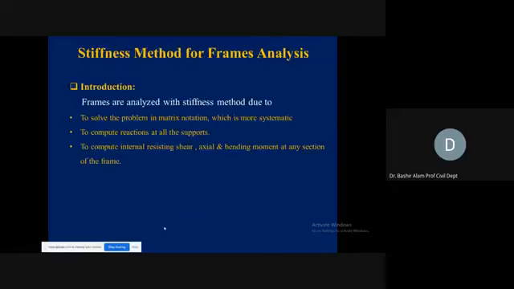Now starting from the introduction, again, frames are analyzed with the stiffness method due to solve the problem in matrix notation, which is more systematic, to compute reactions at all the supports, to compute internal resisting shear, axial, and bending moment at any section of the frame. So it's systematic, where you can find out the member actions, you can find out the support reactions also.